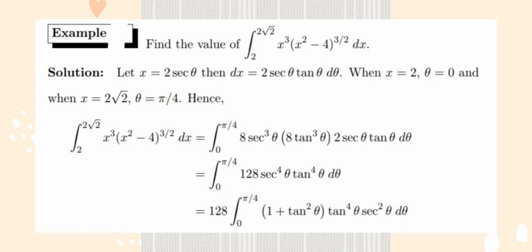We will get the integral of 8 secant to the power of 3 theta, in the bracket 8 tangent to the power of 3 theta, times 2 secant theta tangent theta d theta. And then we simplify, we will get 128 secant to the power of 4 theta tangent to the power of 4 theta d theta. And then we apply Pythagorean identities. We will get 1 plus tangent to the power of 2 theta, tangent to the power of 4 theta, secant to the power of 2 theta d theta.